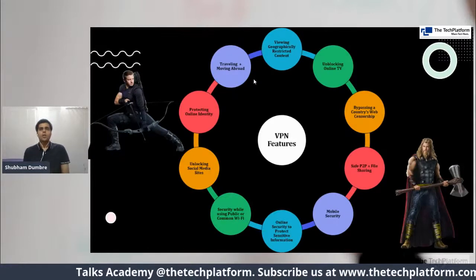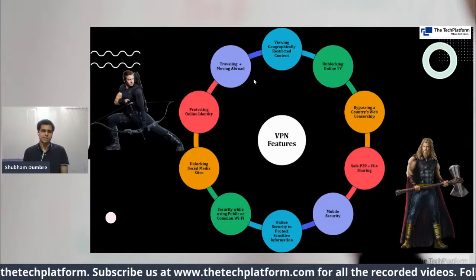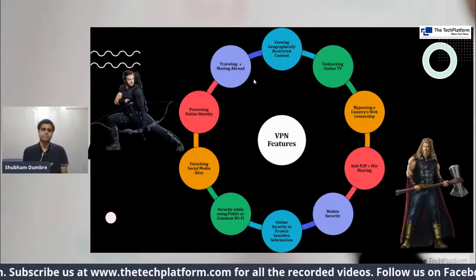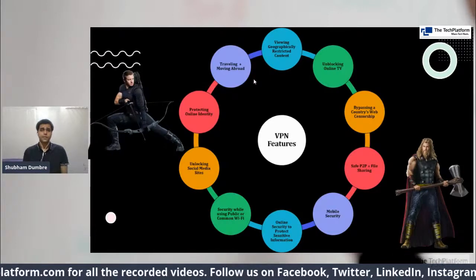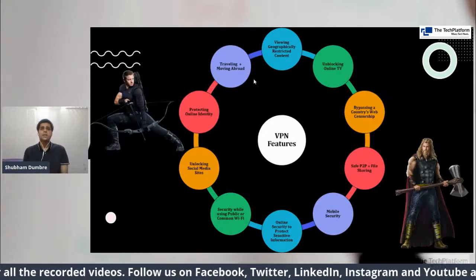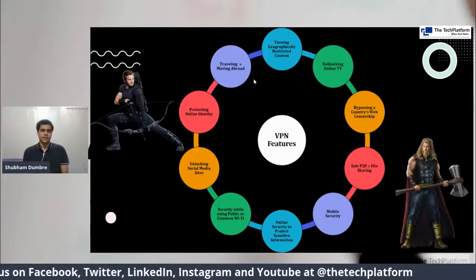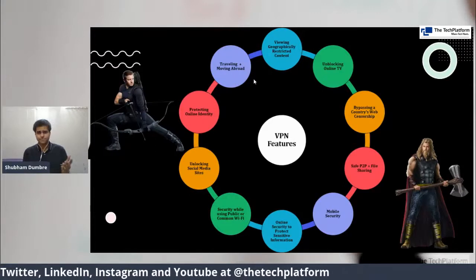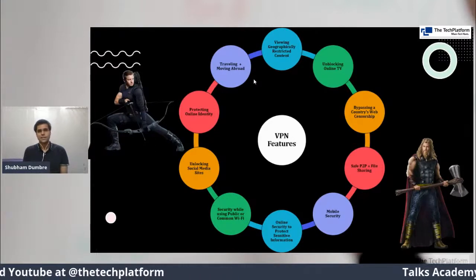Then next is unblocking online TV. We have a lot of streaming services like Netflix, Amazon, and all, but there are also online television streaming services that stream live television. In order to stream that, you can use a VPN. That will also help you browse television via the internet. So that's how a VPN will be helpful at that point.